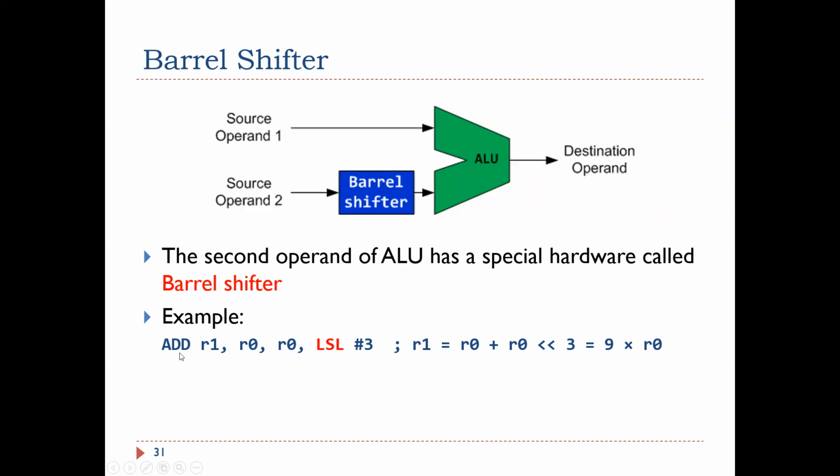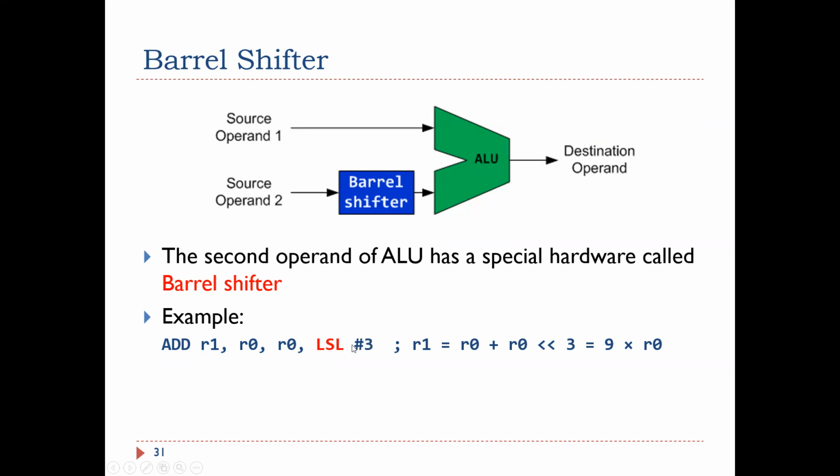So here you can see that we have an add operation, which is an ALU operation, and we are doing R0 plus R0, and you are storing the result in R1. So operand 1 will be R0, operand 2 will be R0, and the result will be stored in R1. But you're also adding LSL, that means logical shift left, number 3.